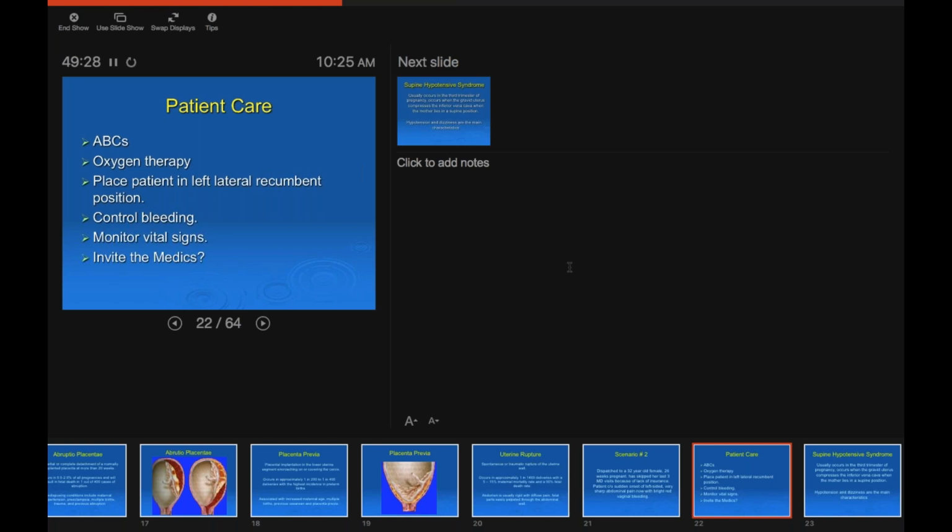Okay. Control any type of bleeding if they have external bleeding. If they're bleeding, vaginal bleeding, do we pack it? No, we don't pack vaginal bleeding. We never pack anything. Nothing goes in the vagina ever, unless it is a prolapsed cord and your hand has to enter. Other than that, we do not enter it. But again, invite the medics. They want to come play.